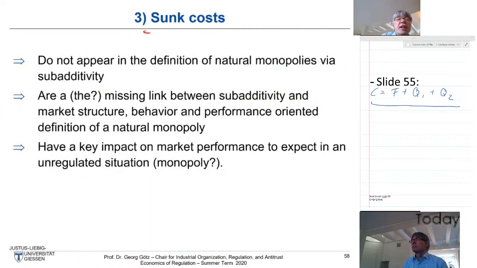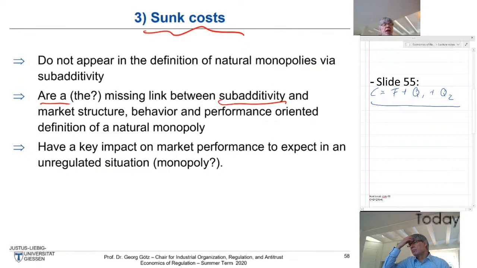Some costs do not appear in the definition of natural monopoly. But anyway, I move on till the end of this chapter. I think there are only two or three slides left. So the point is, if we have sunk costs, you will see that it's quite possible that we then get a link between sub-additivity and market structure, because if there is a so-called incumbent, a firm in a market which has already incurred the sunk investment, it typically has an advantage compared to potential entrants. And so if we have sub-additivity, we might get behavior and performance which leads to a natural monopoly. We will discuss that at the end of the next chapter.